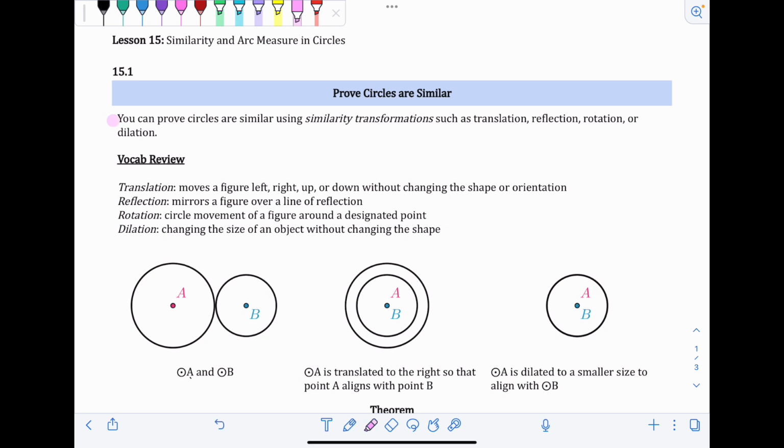You can prove circles are similar using similarity transformations such as translations, reflections, rotations, or dilations. And just a quick little review of what each of those means. A translation is something that moves the figure left, right, up, or down without changing the shape or the size or the orientation of the object. I'm going to add in size here because that part is important too. And then the next one, reflection, mirrors a figure over a line of reflection. Rotation is a circular movement of a figure around a designated point, and then dilation changes the size of an object without changing the shape.